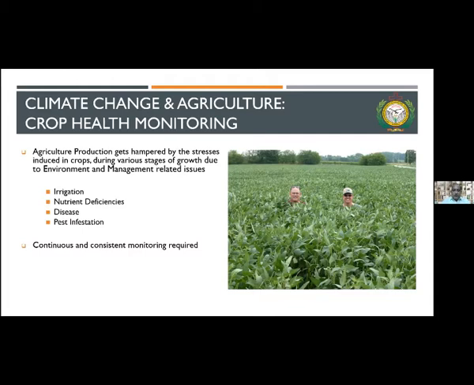What is needed? Continuous and consistent monitoring. We need continuous and consistent monitoring, and this helps to take remedial action even before the damage is irreversible. This is the main objective of crop health monitoring. We have to monitor crops, and we have to do it before the damage is permanent. How can we do that?